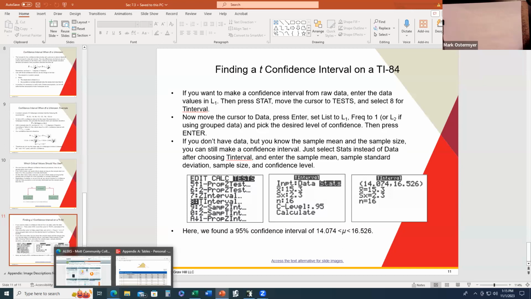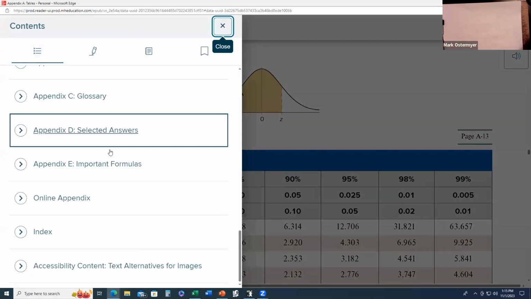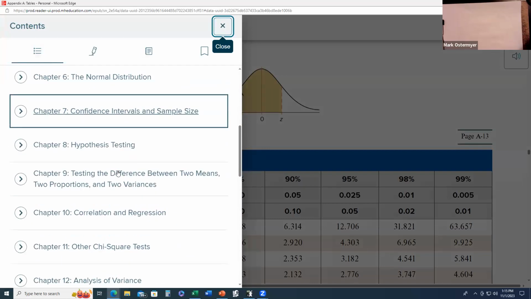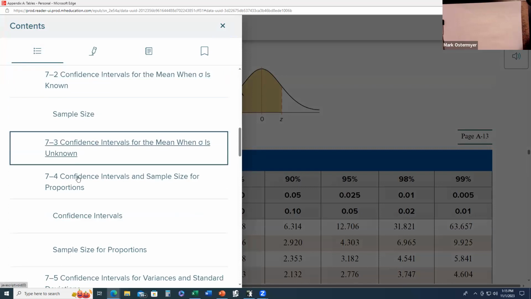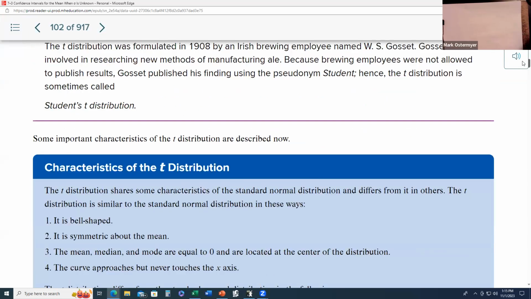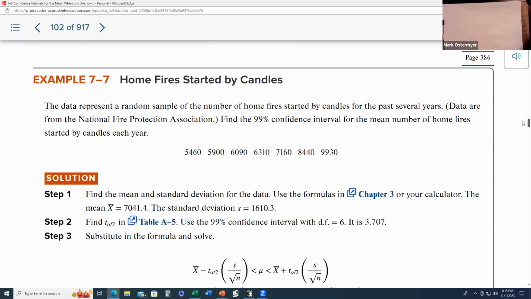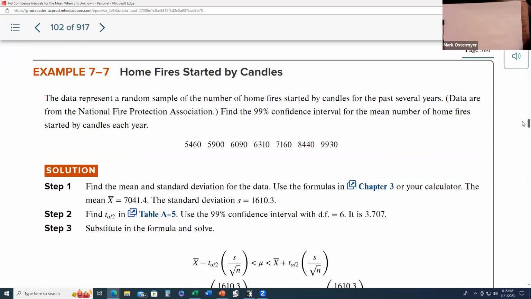All right, ladies and gentlemen, let's see if we can maybe go to our textbook and try a couple problems here. Now, today we're doing section 7.3, entitled Confidence Intervals for the Mean when the standard deviation of the population is unknown. 2 days ago, it was known. Right? A lot of this we've already been exposed to in our PowerPoint here.